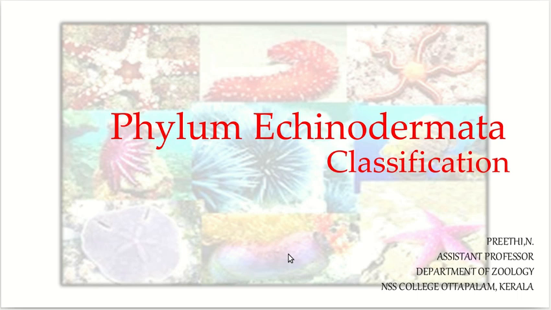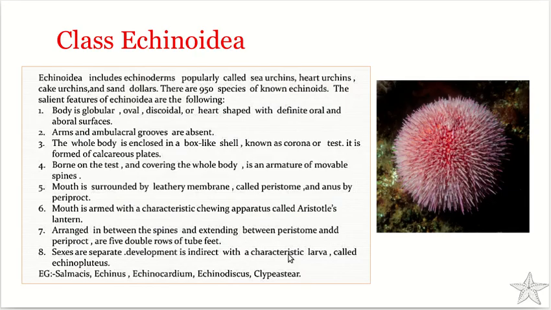Hello everyone, welcome back. We'll be continuing with the session on the echinoderm classification, and this is the last among the classes, which include the sea urchins, the heart urchins, the cake urchins, and the sand dollars. Okay, it is the class Echinoidea.